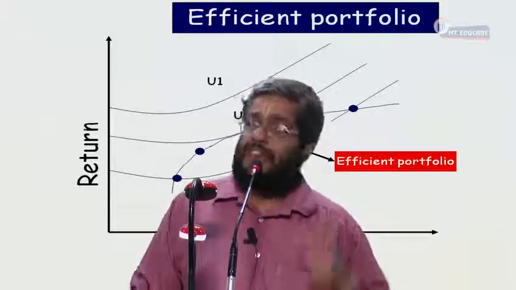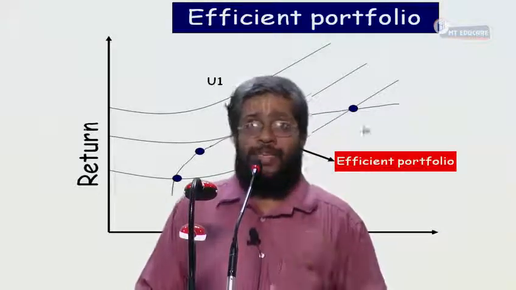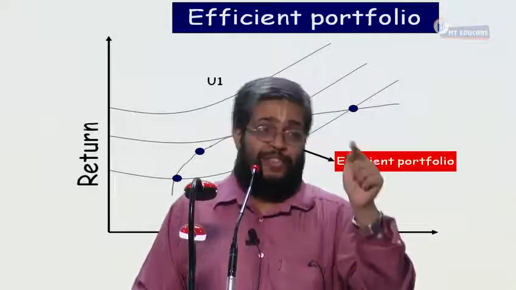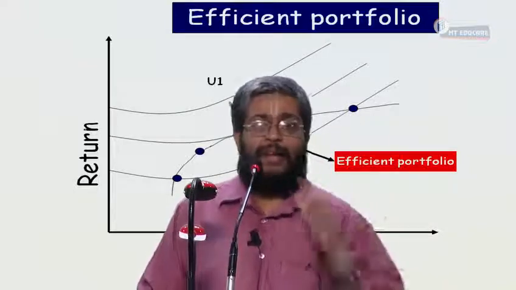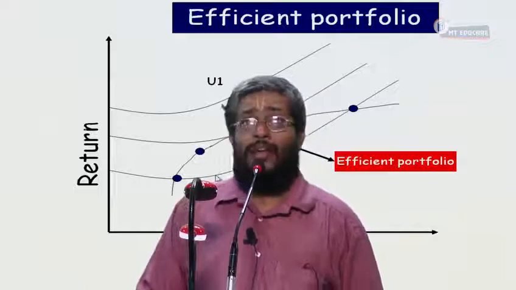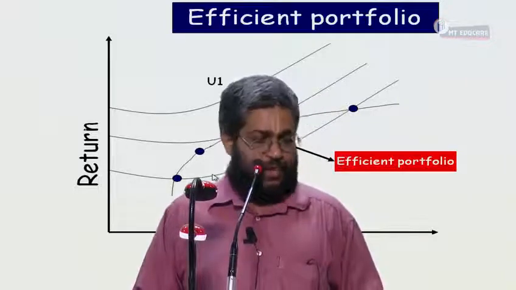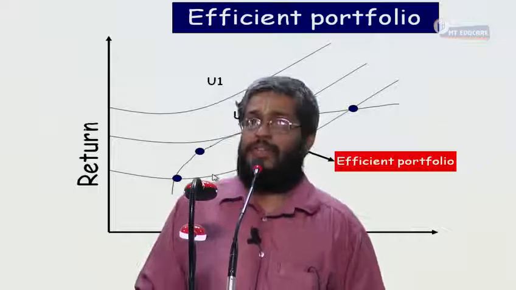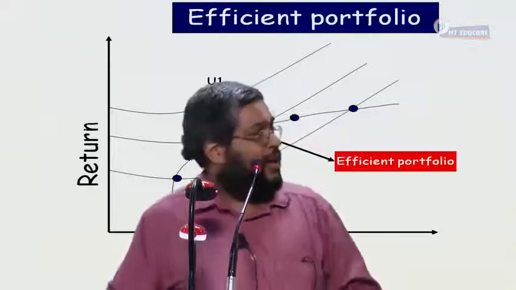All the other points, which touch what? Utility curves, other than the point of tangency. Written up to this or not? Other than the point of tangency, fall in what? Lower utility curves.